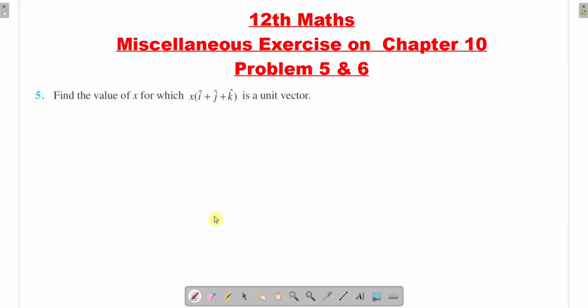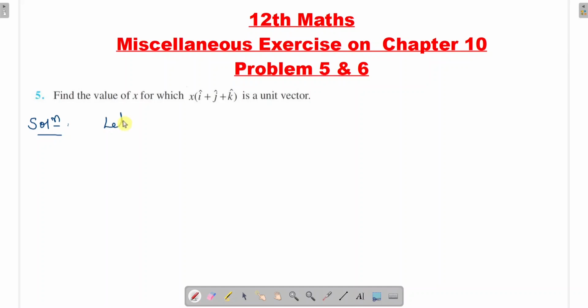In this video we will solve problem 5 and 6 of miscellaneous exercise on chapter 10 of 12th class maths. The fifth problem is: find the value of x for which x i cap plus j cap plus k cap is a unit vector. So we have to solve this for x here. Let us start solving the problem. Solution.